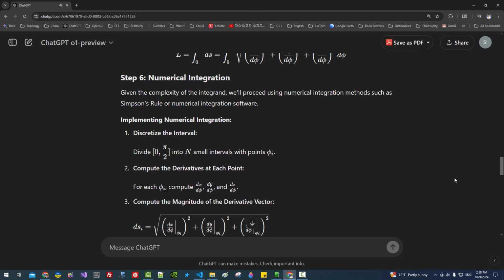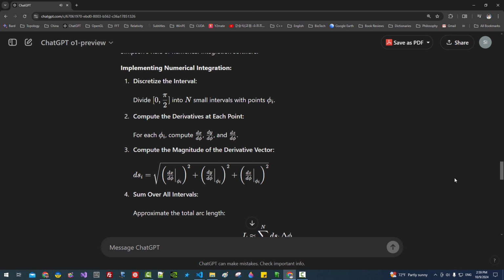Step 6. Numerical integration. Given the complexity of the integrand, we'll proceed using numerical integration methods such as Simpson's rule or numerical integration software. Implementing numerical integration. 1. Discretize the interval. Divide 0 to pi/2 into n small intervals with points phi_i. 2. Compute the derivatives at each point. For each phi_i, compute dx/dphi, dy/dphi, and dz/dphi.